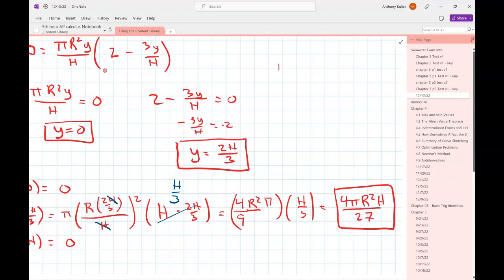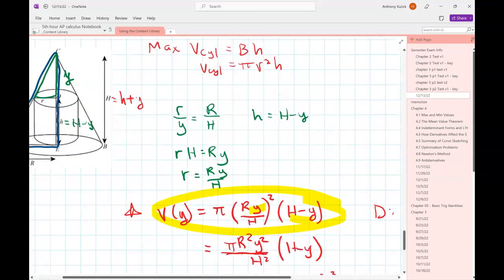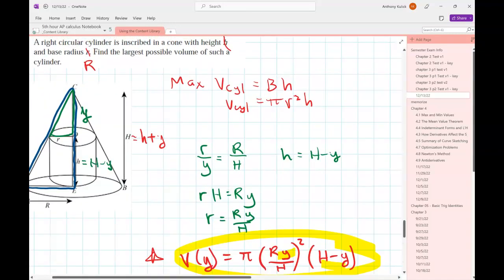And again, like 120 points. If you're like, I am not good at optimization, don't spend a lot of time on it, right? Do the parts that you're like, okay, that part's easy. I can do that one little part right away. But if the hard part really here was this at the very beginning, getting the volume down in terms of one variable, if you're bad at that, don't waste a lot of time on it, right?